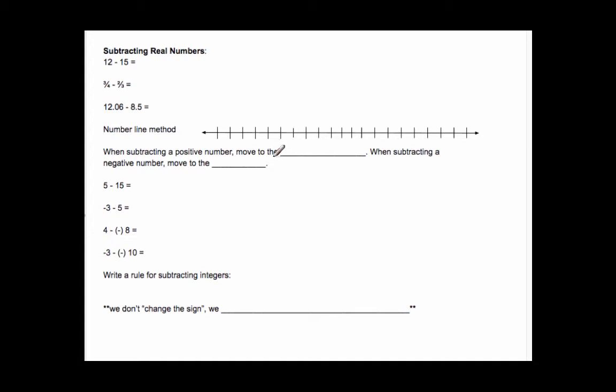So let's fill that in right now. When subtracting a positive number, move to the left. So what happens when we subtract a negative number? We are going to move to the right. So because we are subtracting, it is opposite of the sign. If I'm subtracting positive, I actually move left. If I'm subtracting negative, I actually move right. So if I'm at 12 and I subtract positive 15, then I'm going to move to the left, which is going to put me negative at -3.